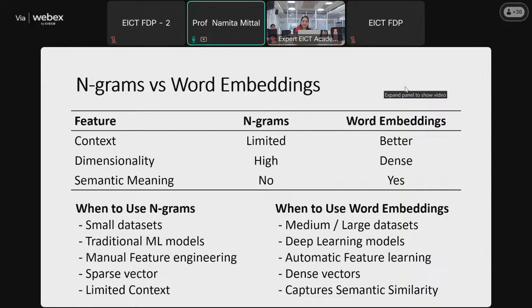N-grams are used in traditional ML models, while word embeddings are used in deep learning models. N-grams use manual feature engineering, while word embeddings use automatic feature learning. N-grams use sparse matrices, many of them zero, while embeddings are non-zeros. N-grams have limited context, while word embeddings capture semantic similarity. So when we don't need semantic similarity and just have to count frequency or something else, then instead of going for word embeddings, which have their own overhead, of course, and to handle them needs expertise or infrastructure.